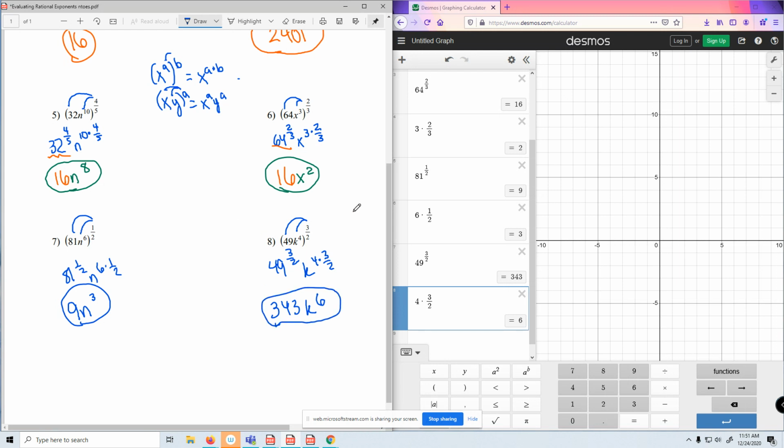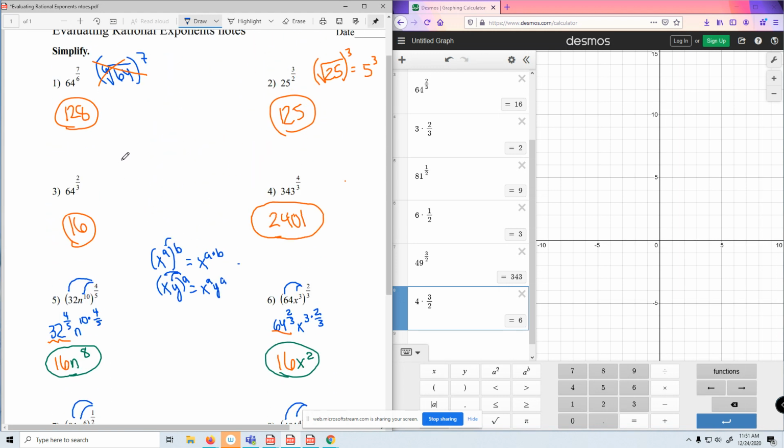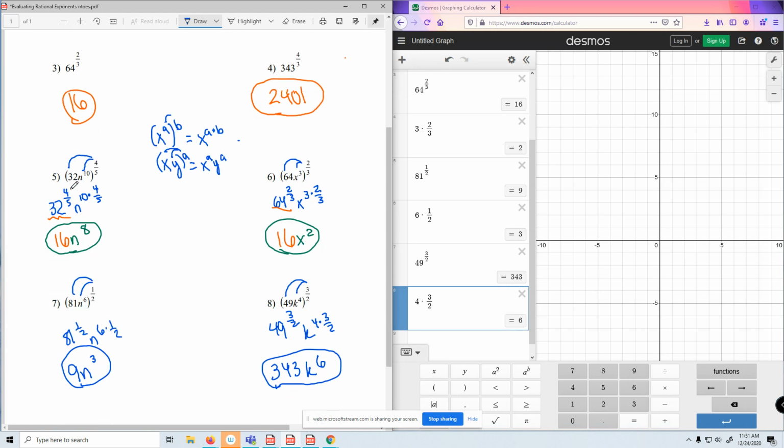So quick recap. Use Desmos to help you with these, especially with doing the fraction exponent powers, because it involves some big numbers in the background. If your original problem is just numbers, your answer will be a number. If your original problem has a number and a variable in it, your answer will have a number and a variable in it. That is it for today.